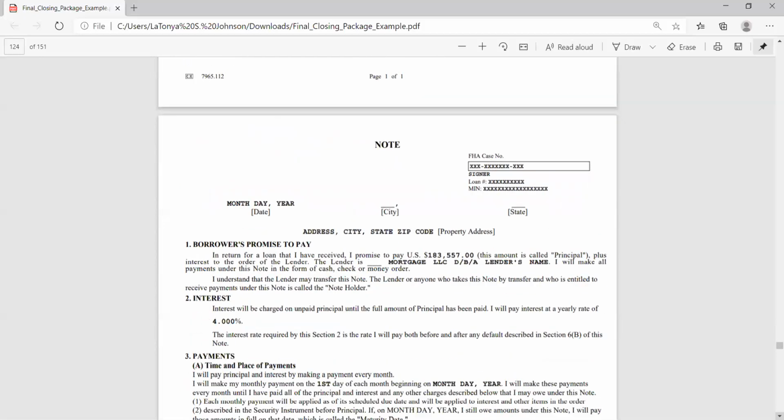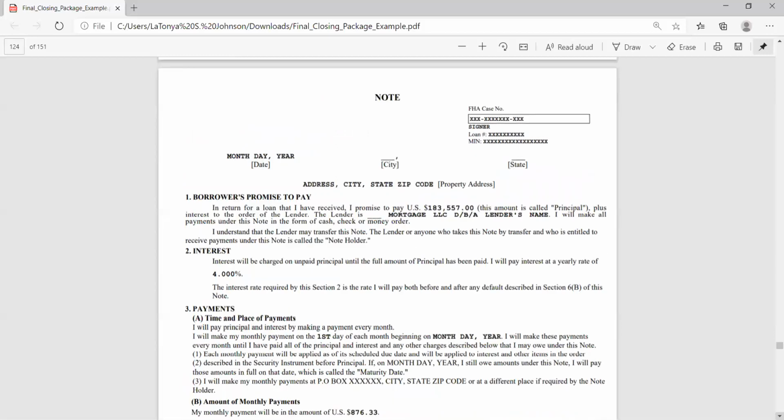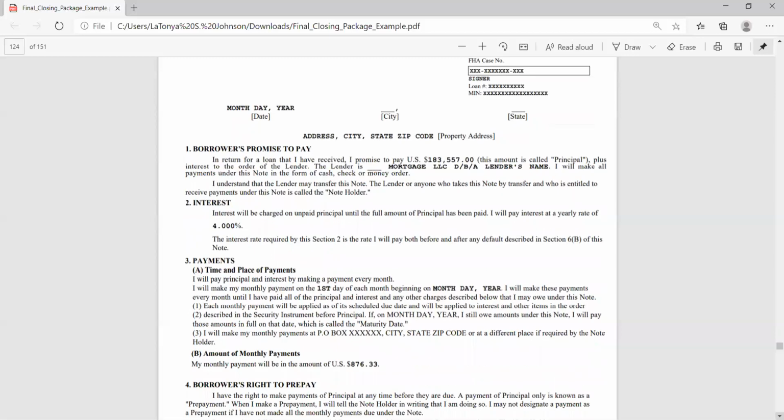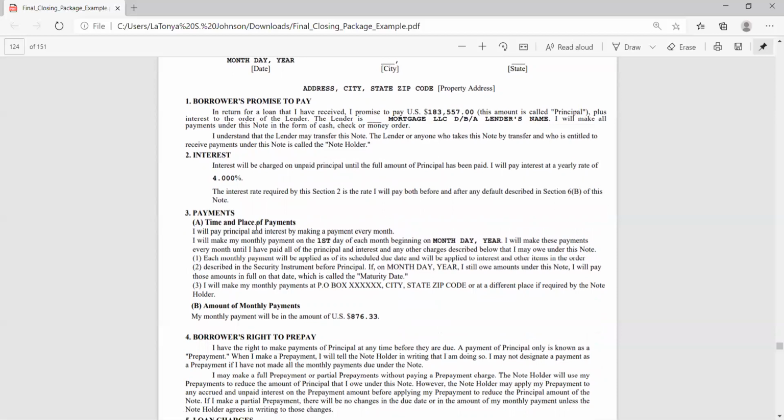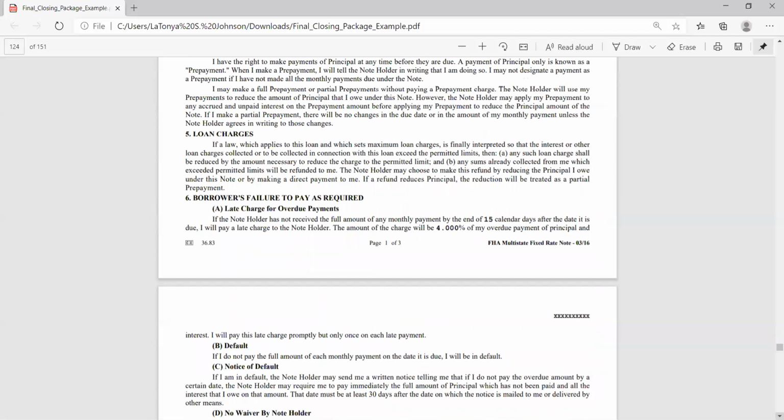This is the mortgage note. This is the promise to pay. The way that you explain this is to say this is your promise to pay the lender back what they're lending you. It has the interest rates, the payments, their right to prepay. And this is what happens if they default.